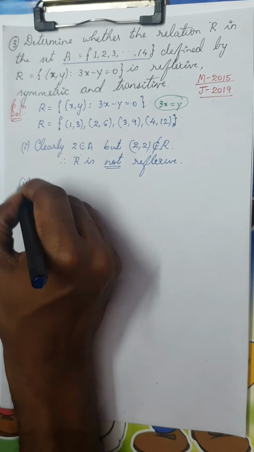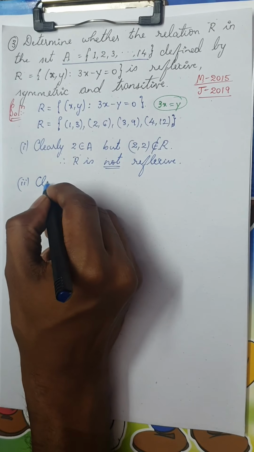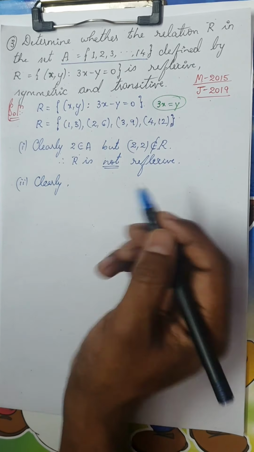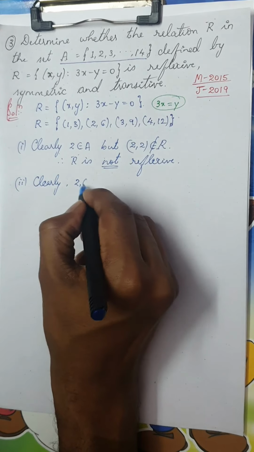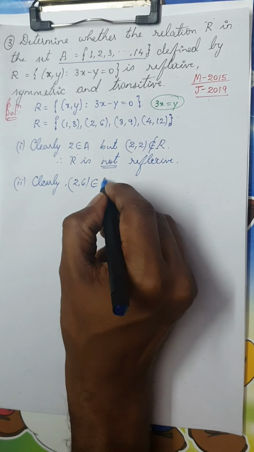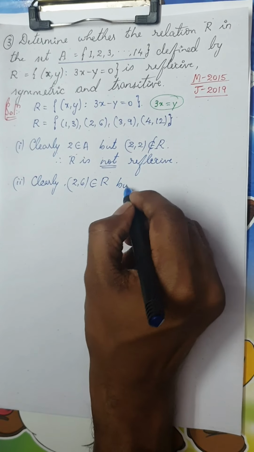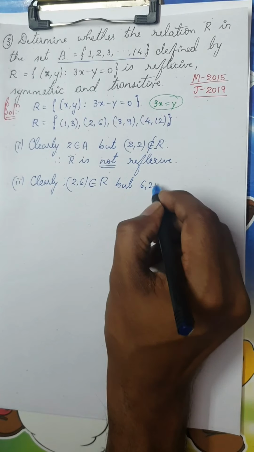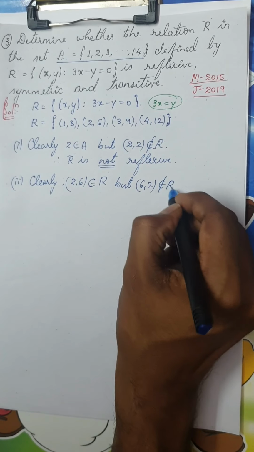Okay, going on to the second one. Okay, again clearly you take any pair, 2 6 belongs to R. Okay, but 6 2 does not belong to R.